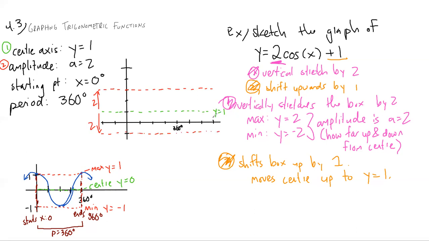And nothing's affected the horizontal, so it will start and end at 0 and 360. And I'm going to now draw those 5 points in that box. So my general shape for the cosine is this dippy shape with 5 points. So I'm going to draw them, and then just try to smoothly connect the dots.